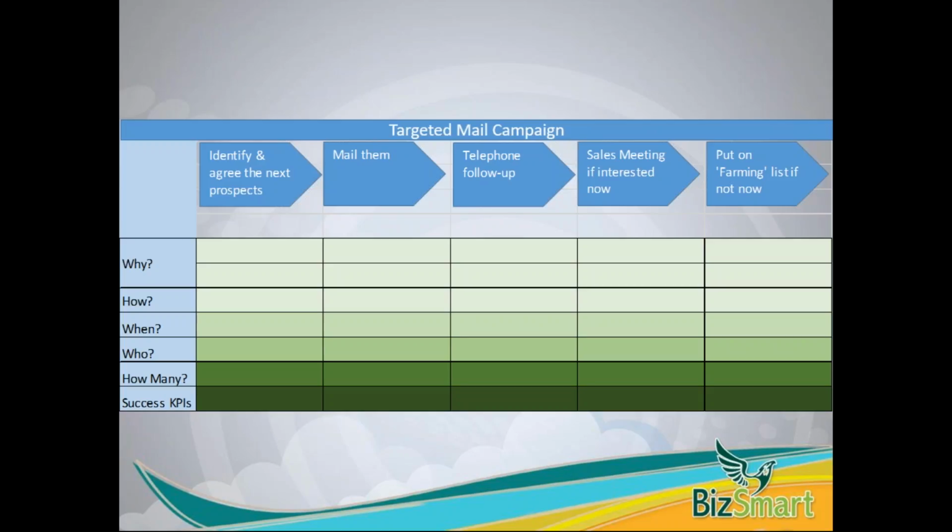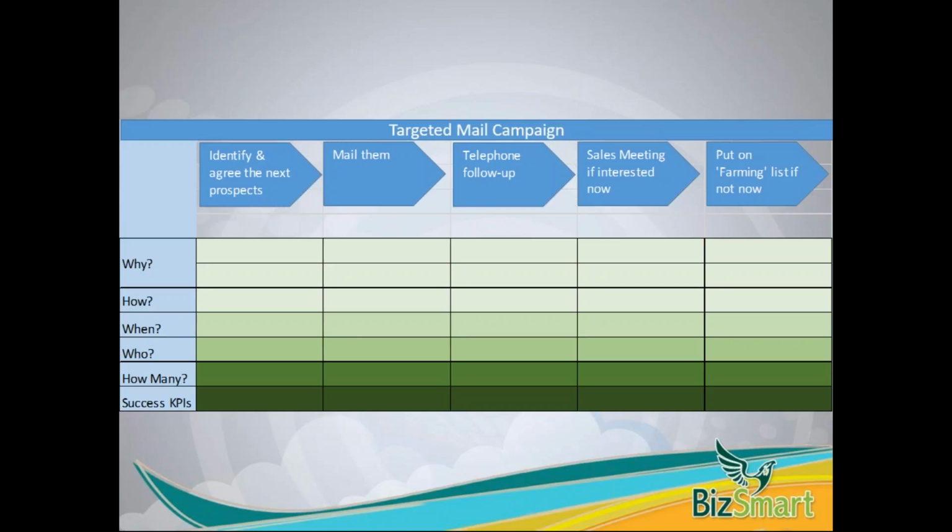And then you can see the boxes below. I just suggested you might want to reaffirm why you're doing that. How are you going to do that? So how are we going to identify the next prospects? Is that going to be off the mail shot list that we've got, or is it going to be off the downloads that we've got? We're going to collect them once a week, because the next one is when. So when are we going to do that?